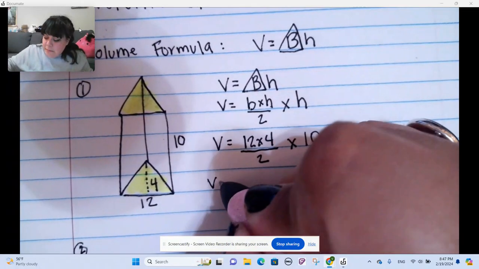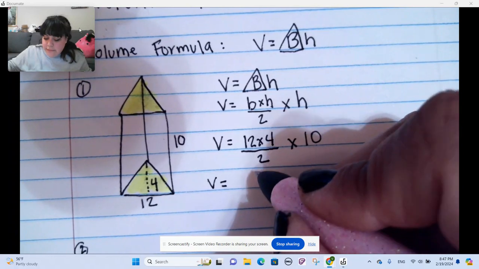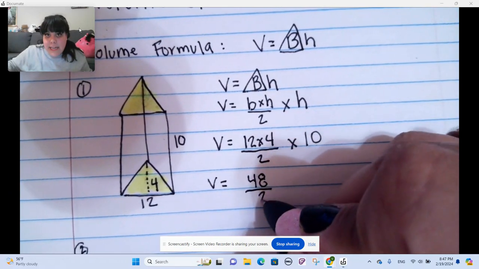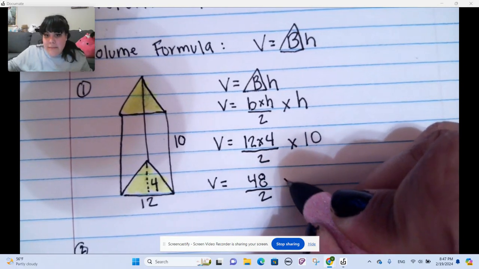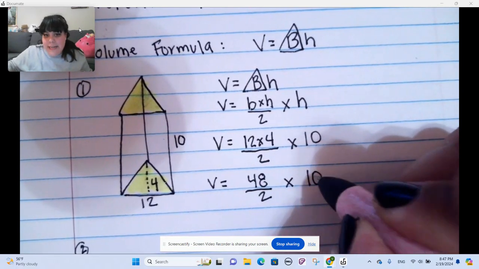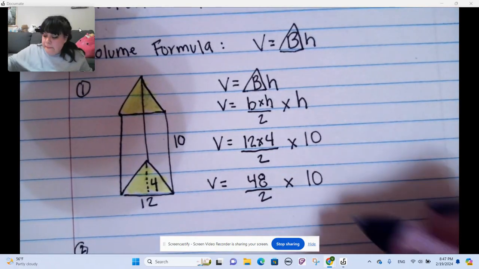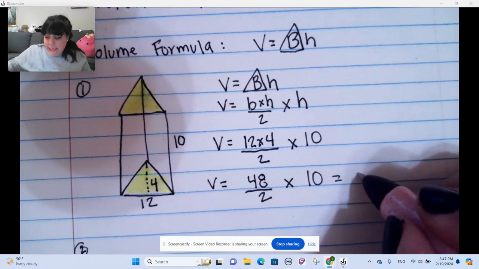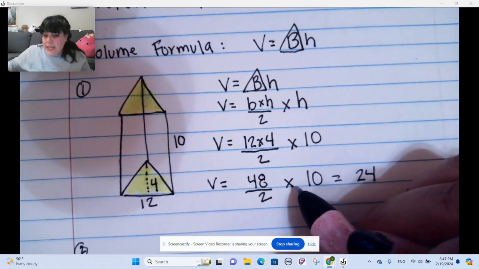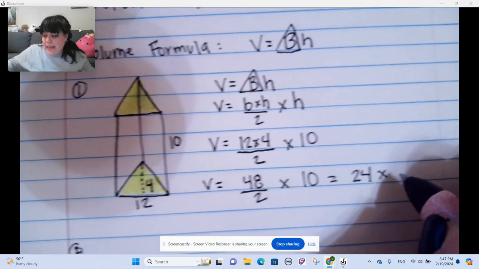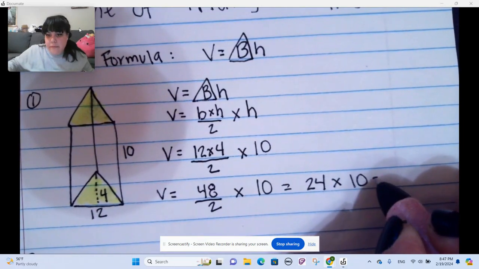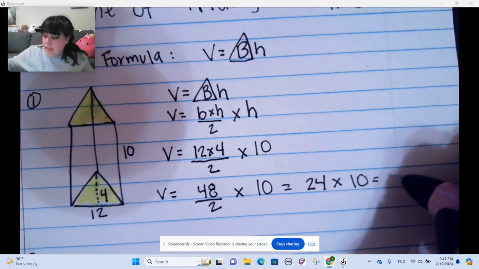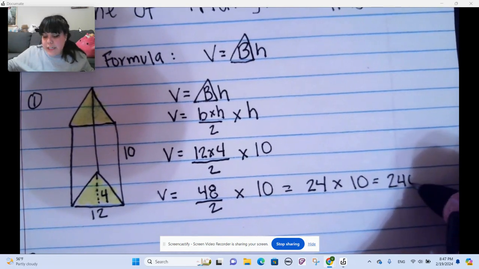Okay, so let's go ahead and multiply. 12 times 4 is going to give me 48. And I'm going to divide that by 2. And I'm going to multiply by 10, the height. Okay, so 48 divided by 2, that's going to give me 24. And I'm going to multiply that by 10. So if you multiply 24 times 10, that's going to give you 240.